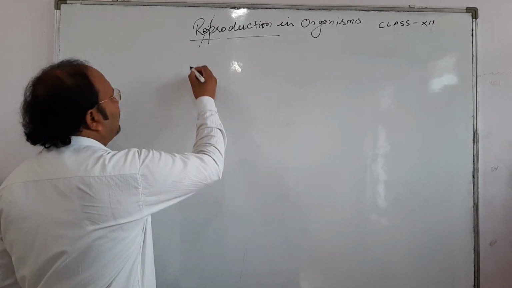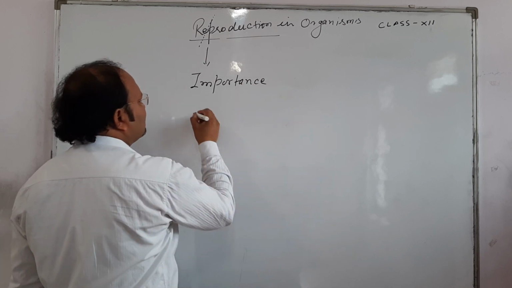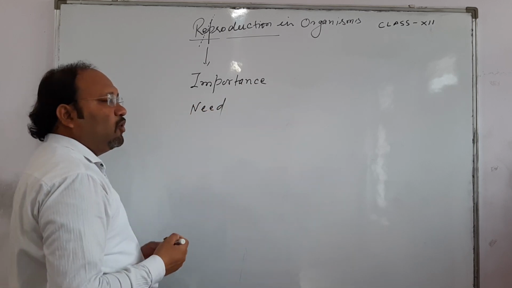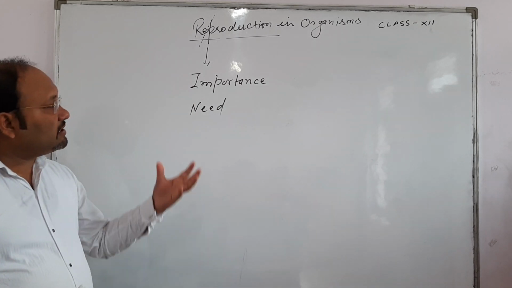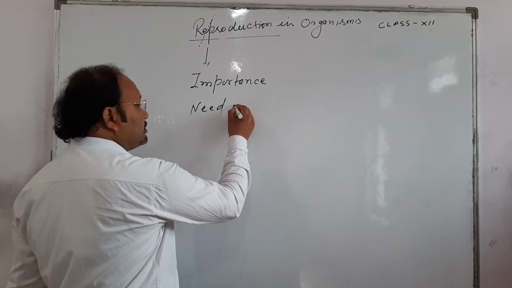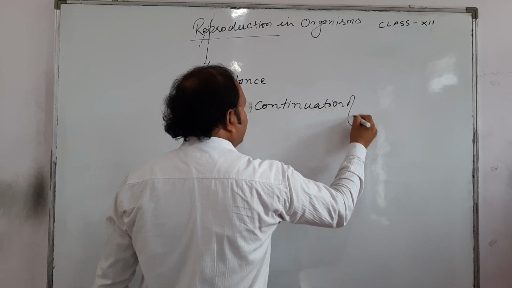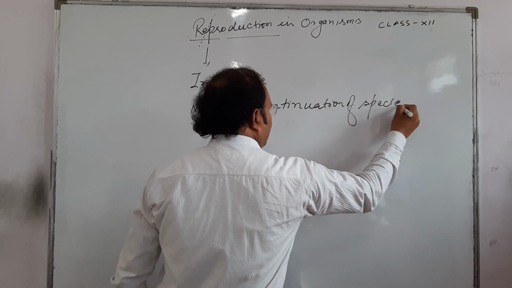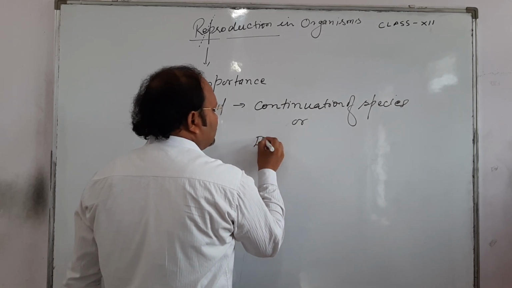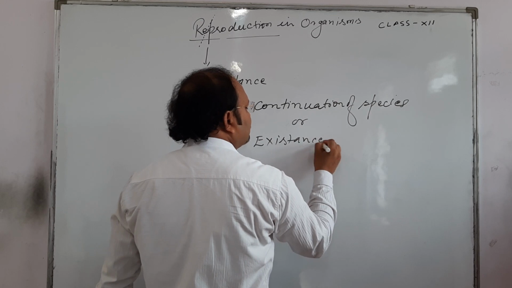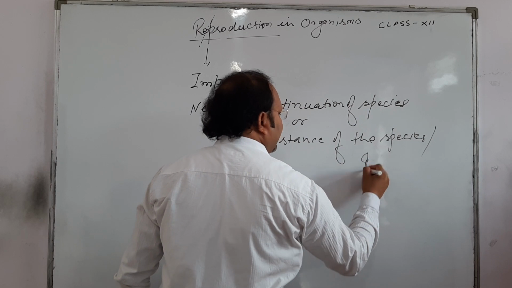Now we come to the importance of reproduction. You can say importance, or you can say need of reproduction. What is the importance of reproduction and what is the need of reproduction? Dear students, the need of reproduction is for the continuation of the species, or existence of the species, or generation.